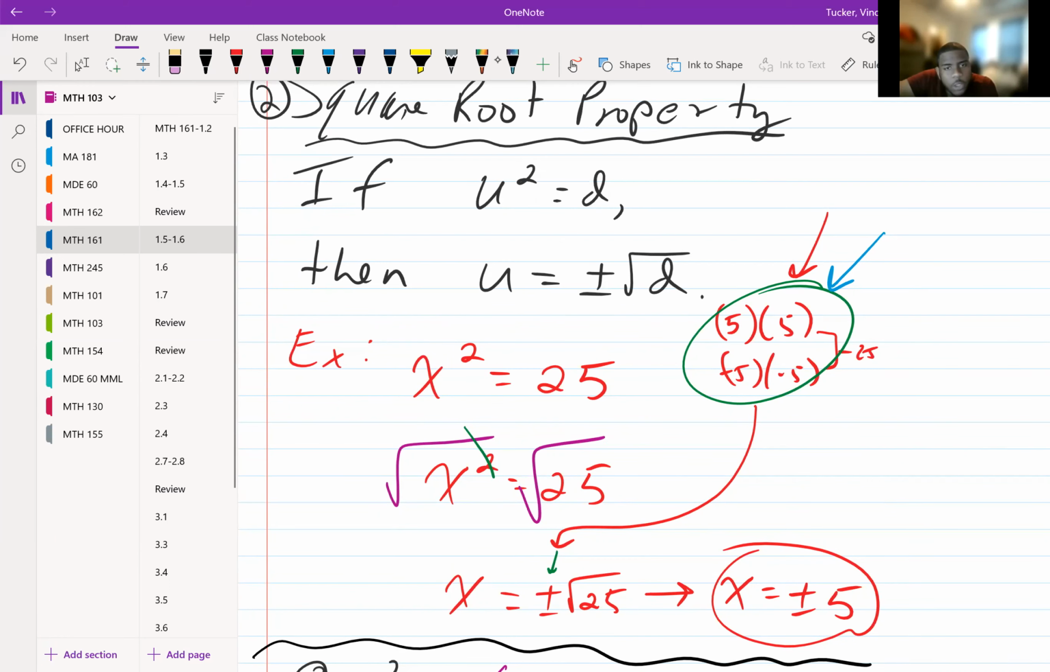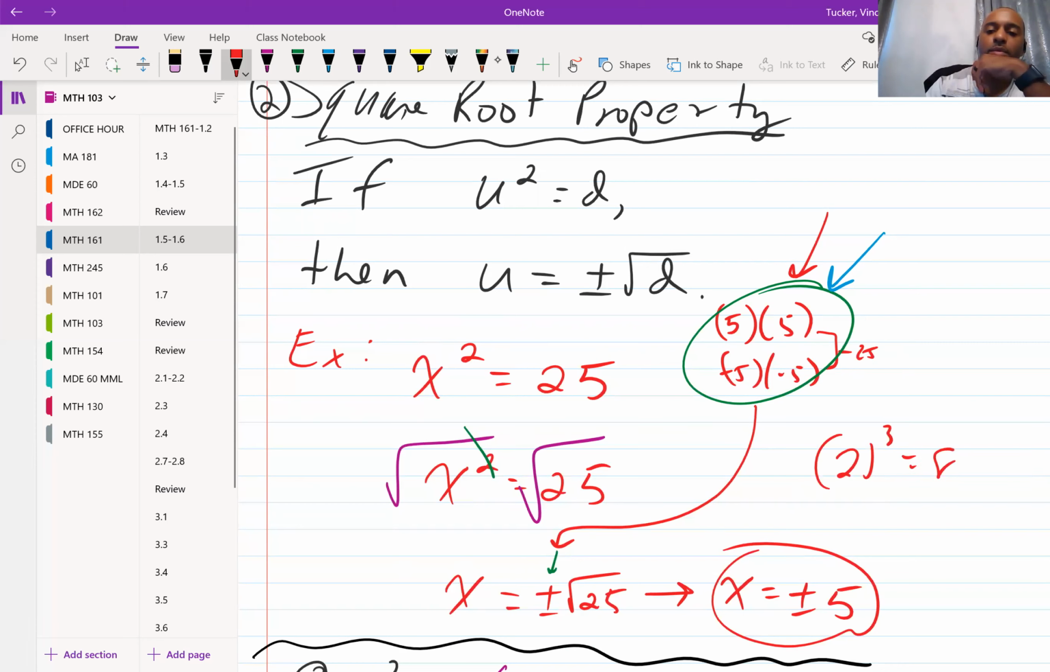Would this hold for a cube root? No, because when I cube 2, that's 8. But when I cube -2, that's -8. You get a different answer. See, when you square 5, you get 25, but when you square -5, you also get 25. So this same thing will hold true for even powers or even roots. So if you get a 4th power, then you have to incorporate that. It's just that we're not dealing with that type of stuff right now. We're not going that high, but it's all about even powers.